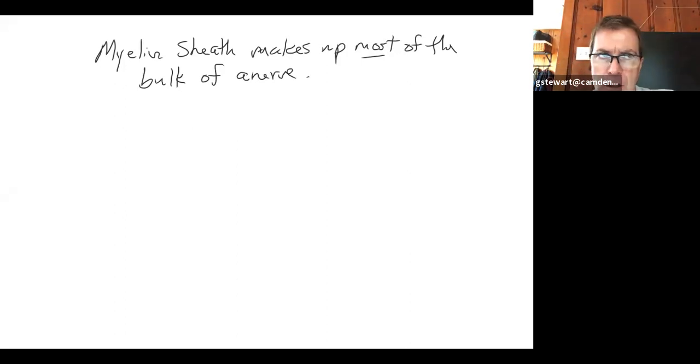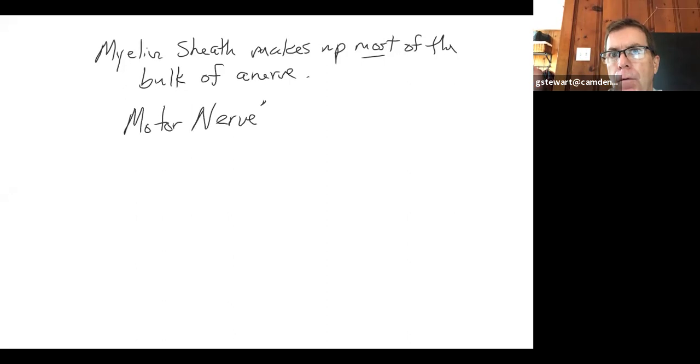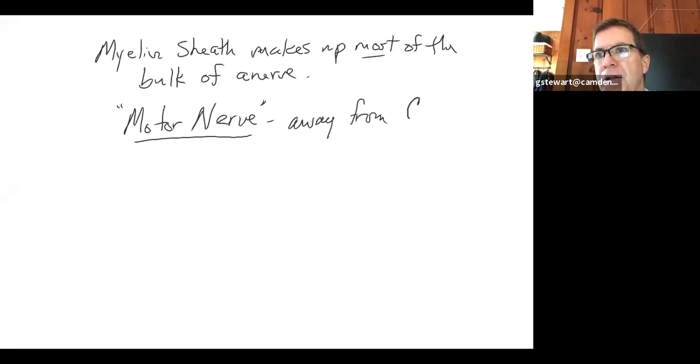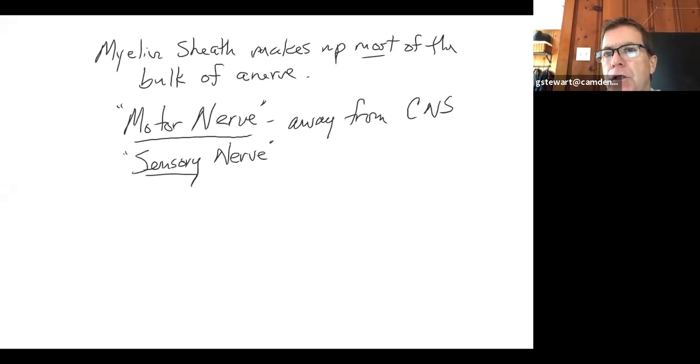Now, the functional classification of nerves, I'm talking not about neurons here, I'm talking about a full nerve, based on pathway transmission. A motor nerve carries an impulse away from the central nervous system. So a motor nerve has individual neurons with axons that carry impulses away from the central nervous system. Sensory nerves, this is all familiar language to you now, so it shouldn't be difficult to wrap your head around these terms. Sensory nerves carry impulses toward the central nervous system.